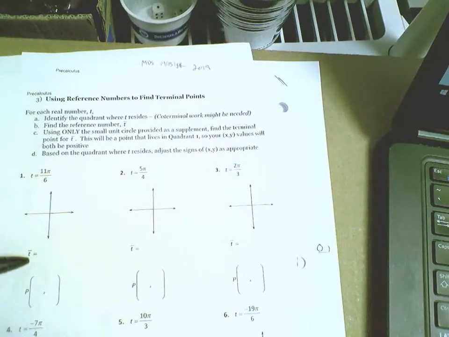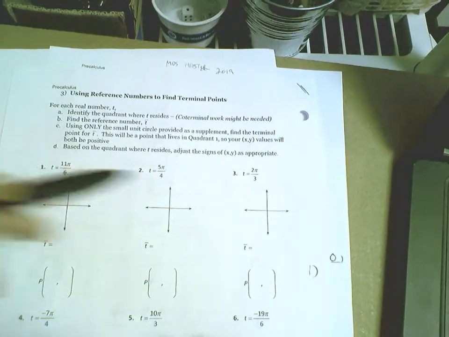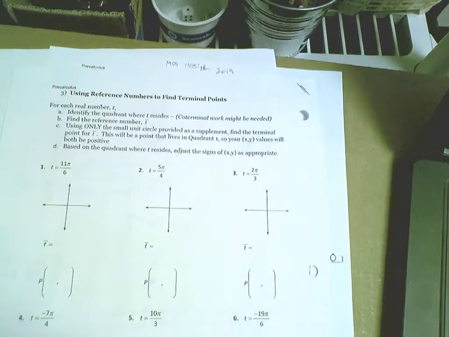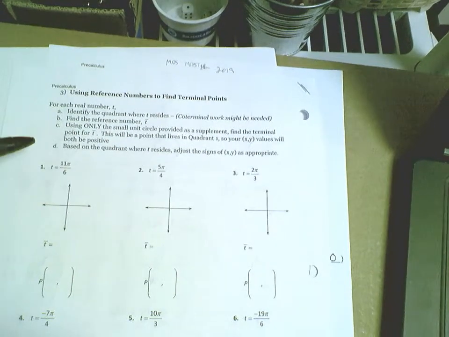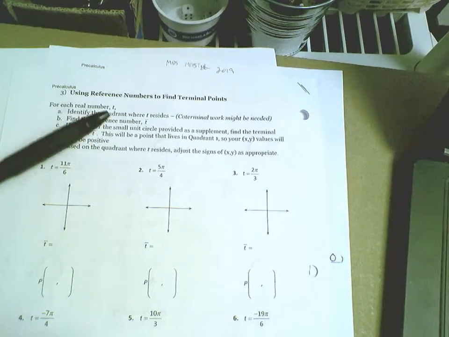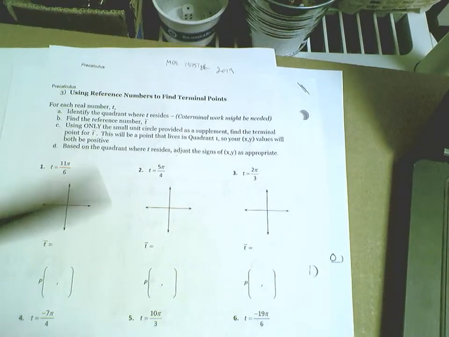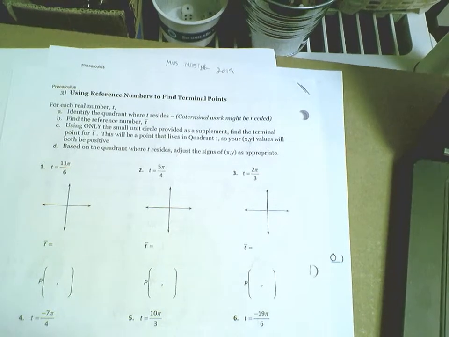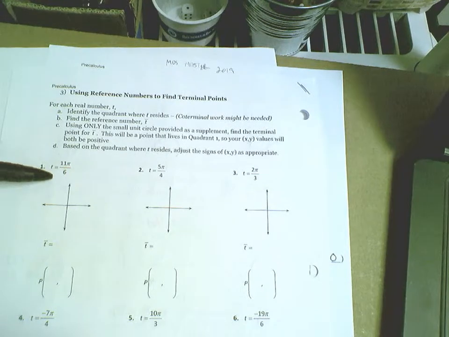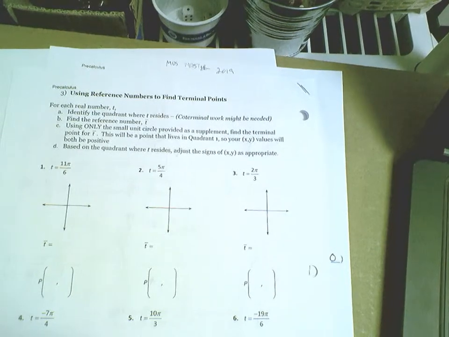So here we go. We're going to be asked to find reference angles and terminal points for a series of angles measured in radians. Step 1, we're going to identify the quadrant where the angle lives. Step 2, we're going to get the reference number, just like we did on the prior page. Step 3, we're going to find the terminal point of that reference angle in quadrant 1. And step 4, based on the quadrant where our angle has been identified to live, we're going to take the quadrant 1 coordinates and apply them to our quadrant. So let's go.